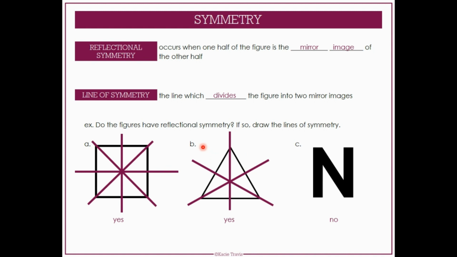Now, not every shape has a line of symmetry. You have to be certain about this as we go through it. So let's talk about the other type of symmetry.